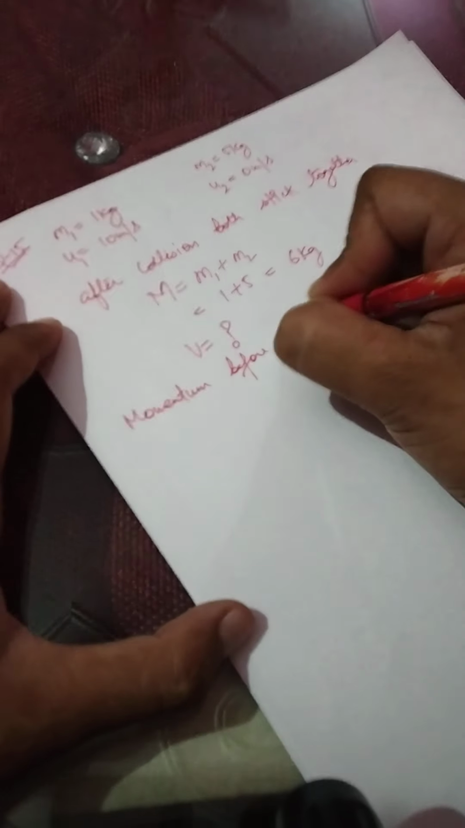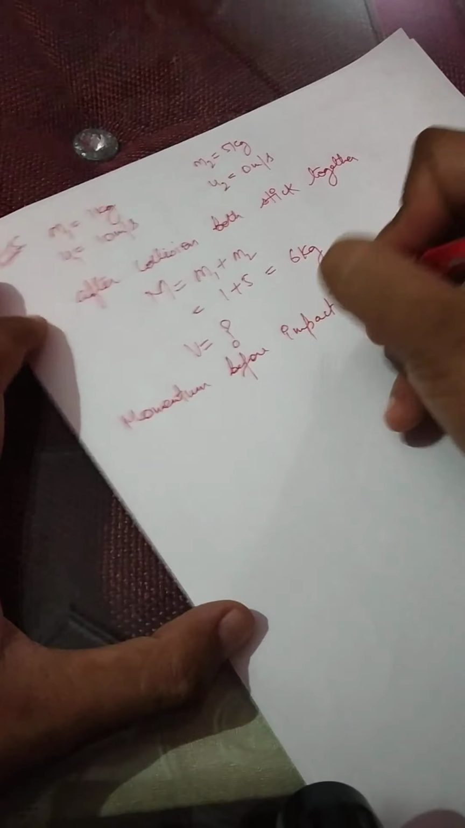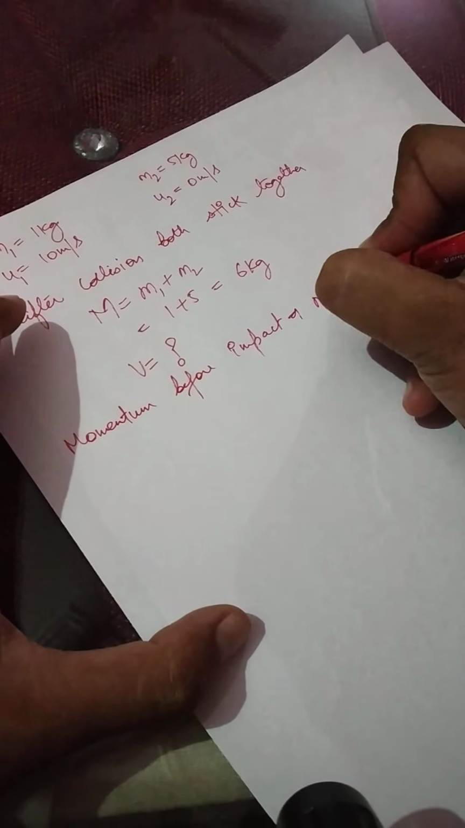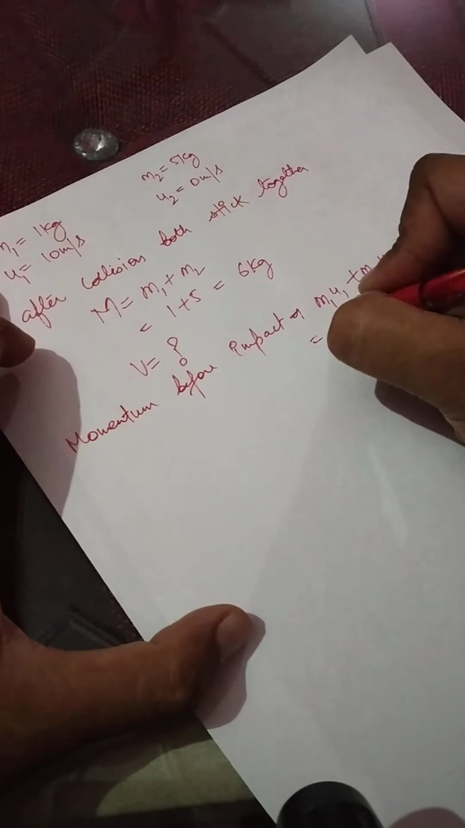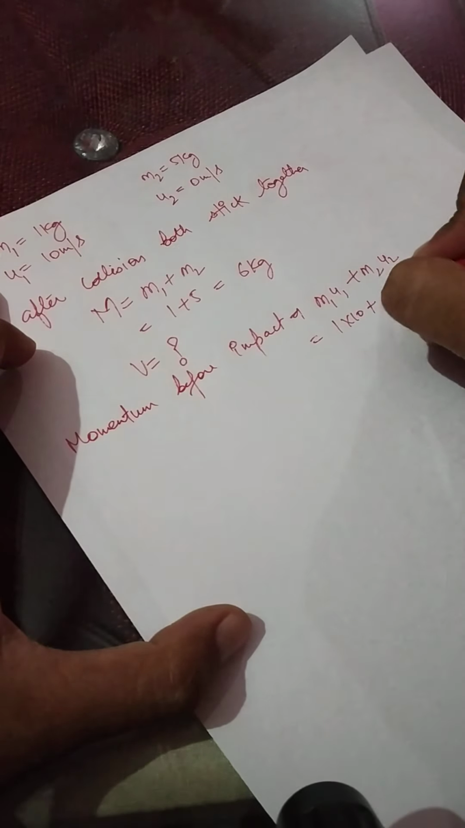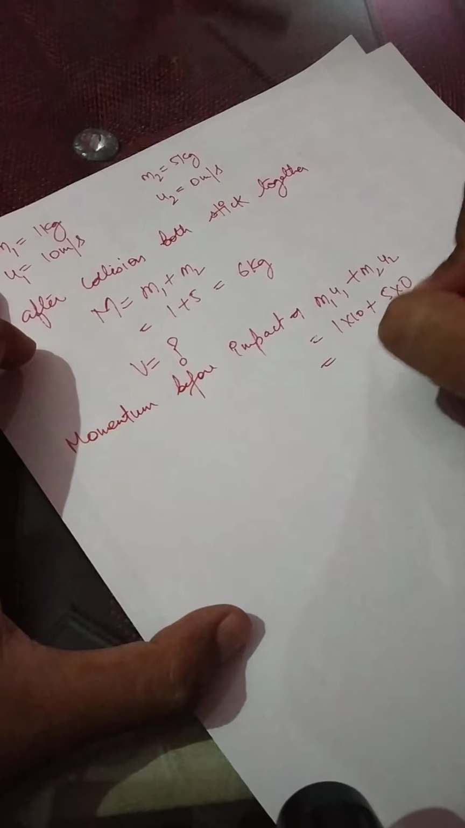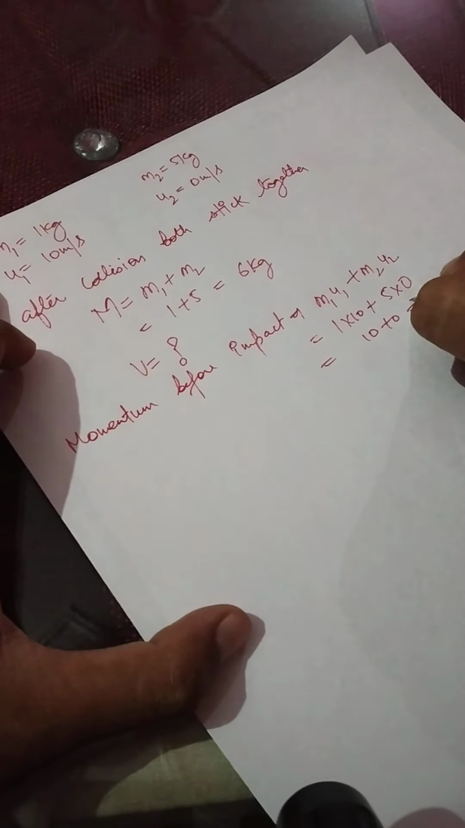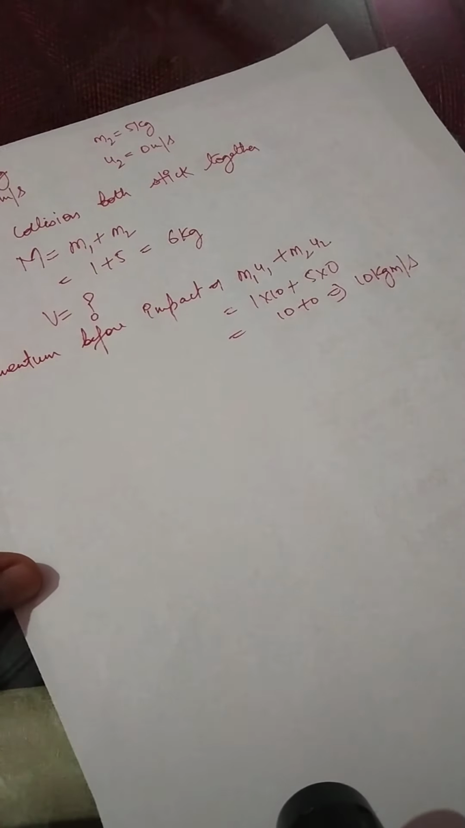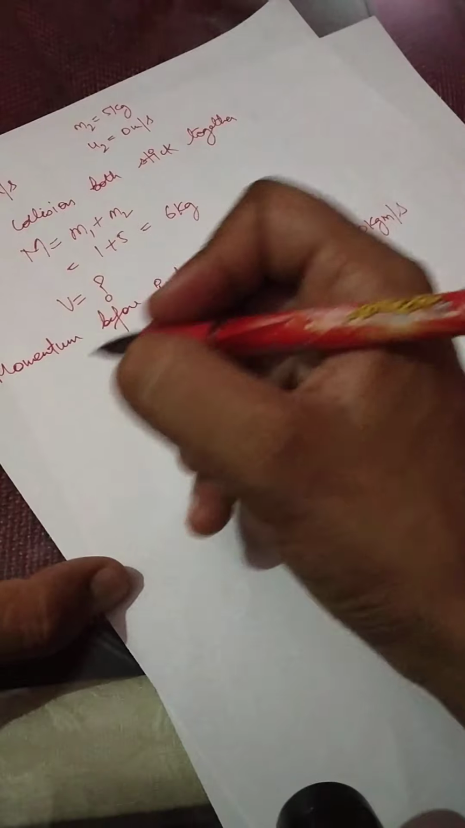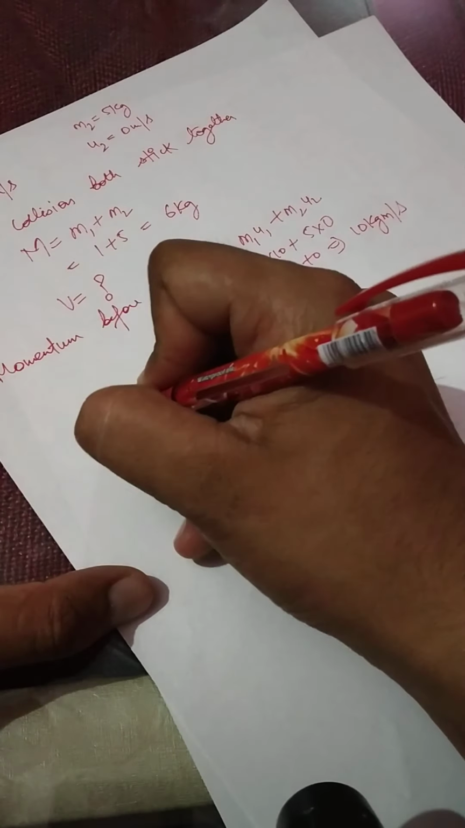Momentum before impact will be m1 u1 plus m2 u2, that is 1 into 10 plus 5 into 0, or 10 plus 0, that is 10 kg meters per second. This is the momentum before impact. Now we'll calculate momentum after impact.